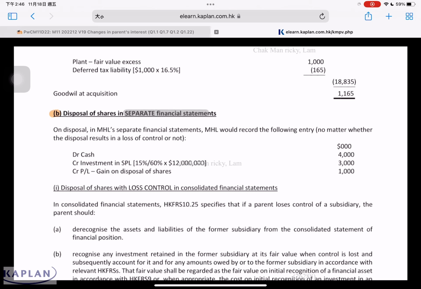In the separate financial statements, whether control is affected or not is irrelevant. At the company level, we treat SPL as an investment. We sold the 15% investment. There's a disposal of the investment. We debit cash, credit investment. There's a gain of $1 million. Whether control is lost or not, this will be the entry.